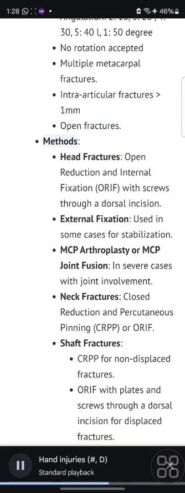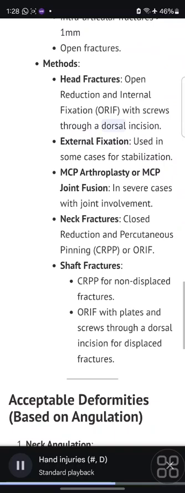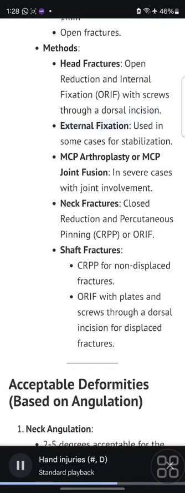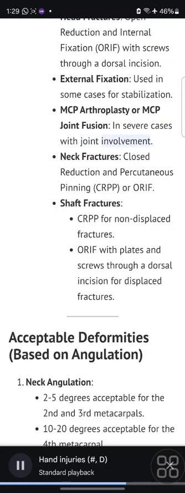Open fractures. Methods. Head fractures. Open reduction and internal fixation, ORIF, with screws through a dorsal incision. External fixation, used in some cases for stabilization. MCP arthroplasty or MCP joint fusion, in severe cases with joint involvement.